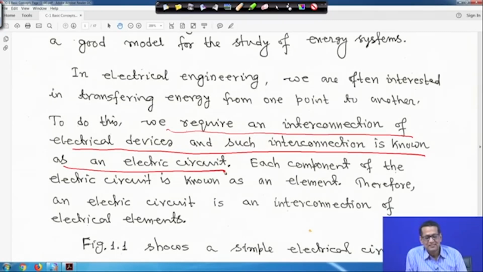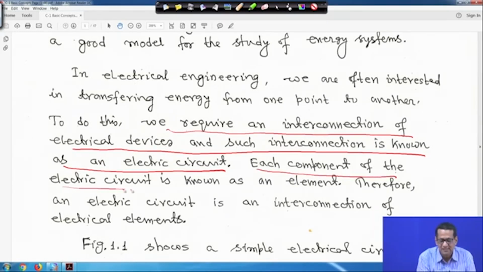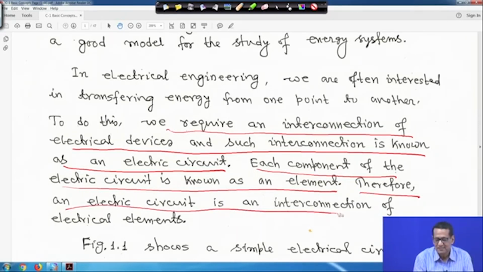Each component of the electric circuit is known as an element. The interconnection will be through conducting wires only, and such an interconnection is known as the electric circuit, and each component of the electric circuit is known as an element. Therefore, an electric circuit is an interconnection of electrical elements.